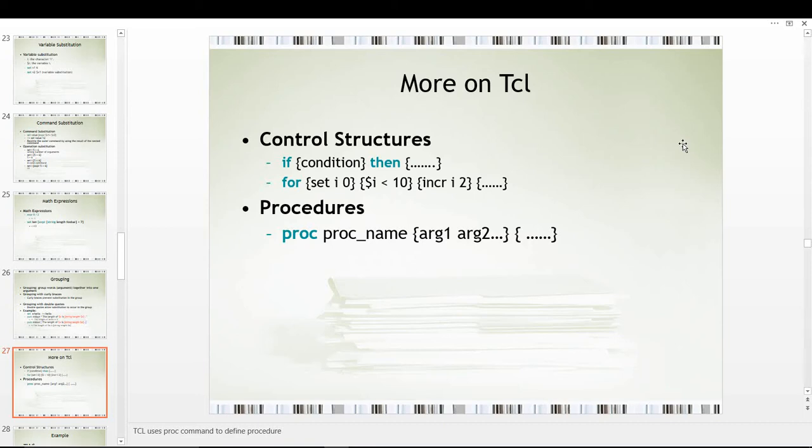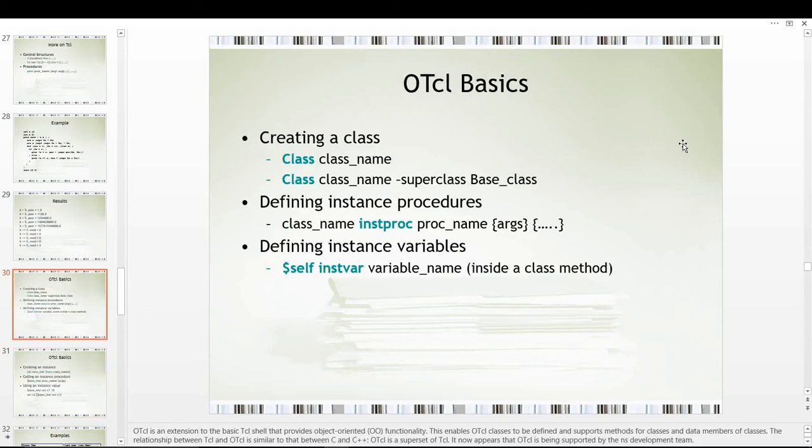OTCL basics, you can see that you have to know how to create a class name, superclass, child class, parent class, and so on. You have to define instance procedures. This is how it's done. Defining instance variables. This is how it's done. You will see it's nothing scary. These are just the basics that you should be familiar with, in order that when you see a code you know what is what.